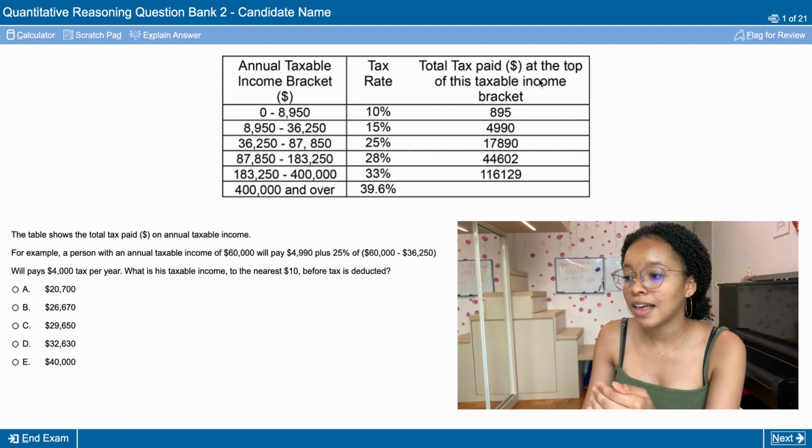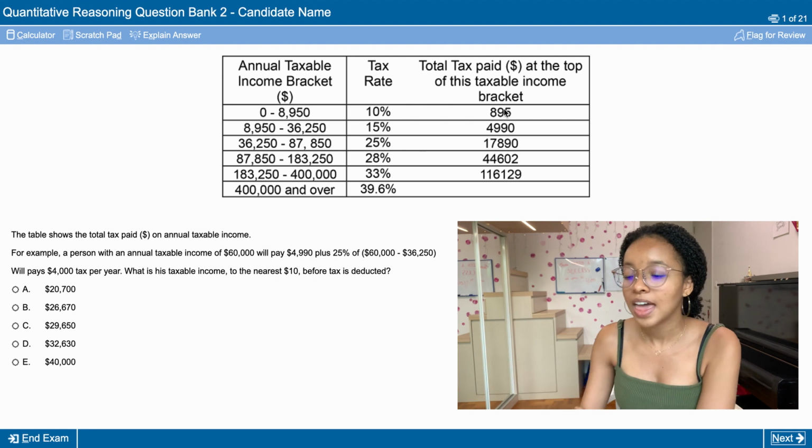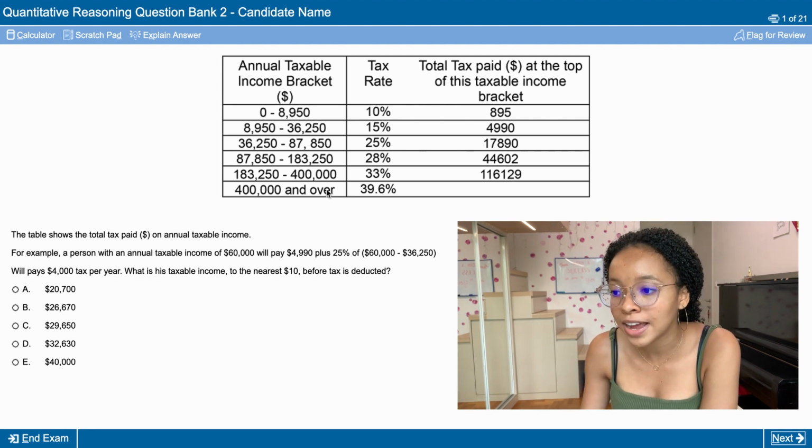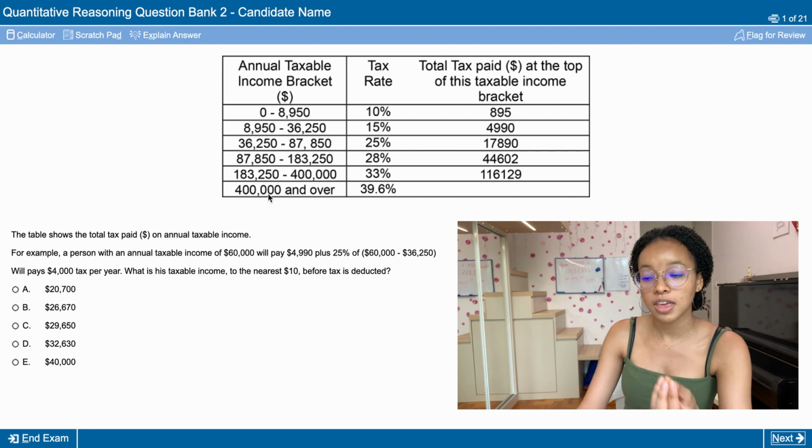And then in the last column here, if you're a person that earns exactly $8,950, which is the top of this income bracket, then 10% of that is $895. So you would have to give this away to the government in taxes. And then they have all of the other brackets, and it finishes with people that earn over $400,000.